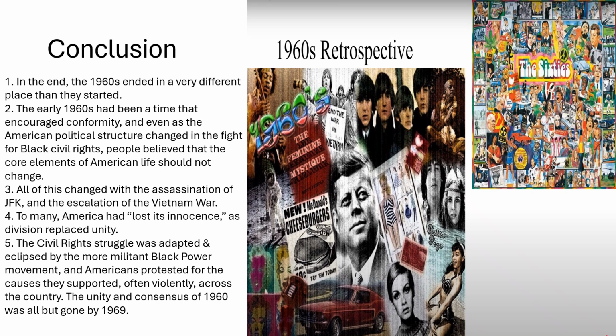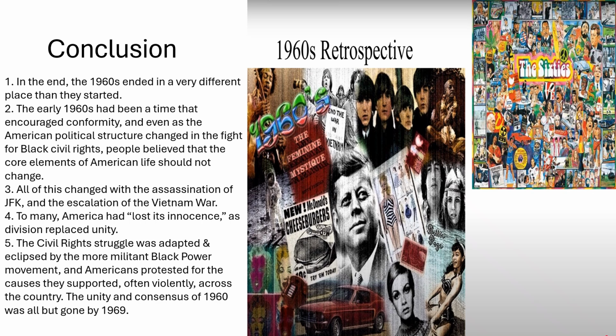And you really see this in statistics on government trust. They decline precipitously in the mid-1960s. Crime rates also increase significantly as well in the 1960s. The civil rights struggle that began before the 1960s is going to, in some ways, be adapted, in other ways eclipsed by the more militant Black Power movement.